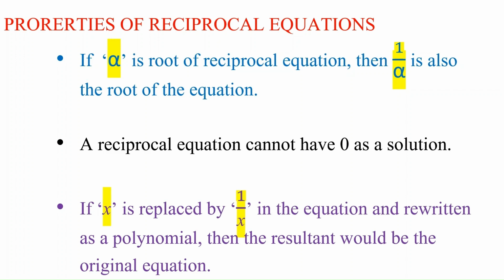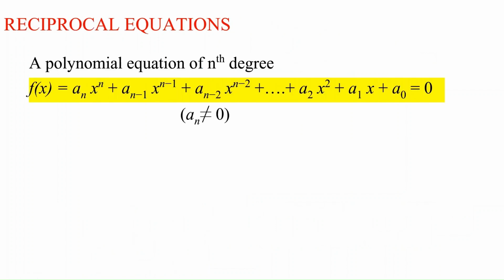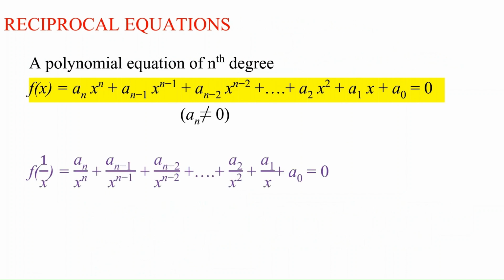If x in the reciprocal equation is substituted by 1 by x and further simplified to make it a polynomial, then the resultant polynomial will also be a reciprocal equation. Consider the equation we have taken earlier, that is f of x. In this, if we substitute 1 by x, the equation will get modified like this. Here, x is in the denominator, which means 1 by x power n is nothing but x power minus n. But in a polynomial, we cannot have negative degrees. So, the entire equation has to be multiplied by x power n to make it a polynomial.